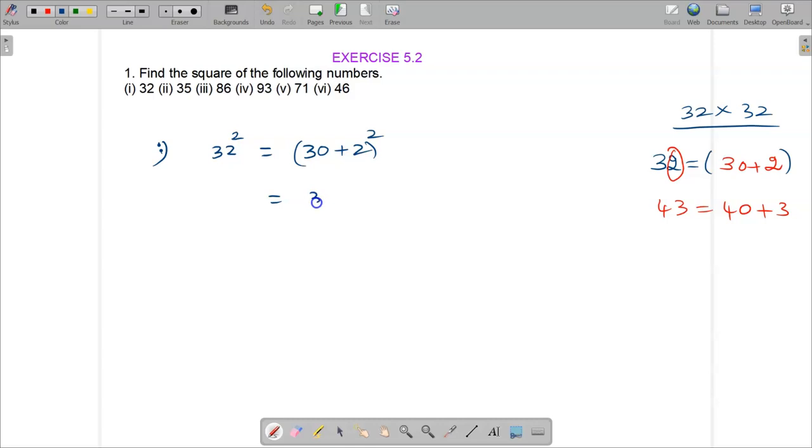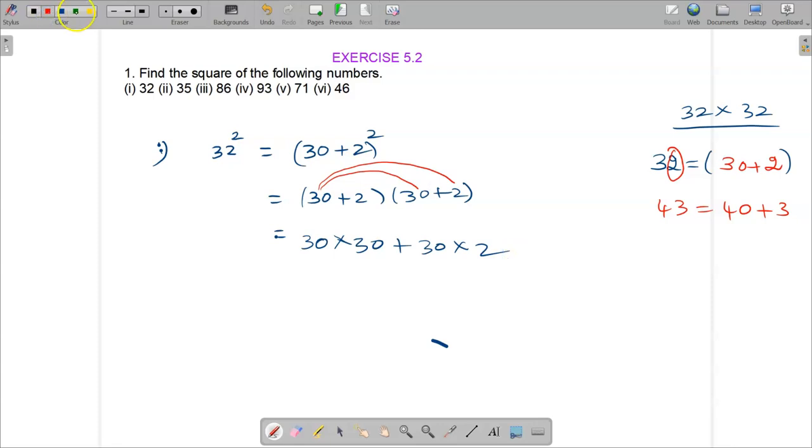So this is a square number, and I can split it into two terms: 30 plus 2 into 30 plus 2. Just multiply the values within the brackets. So 30 into 30, and again 30 into 2, plus 2 into 30, and then 2 into 2.